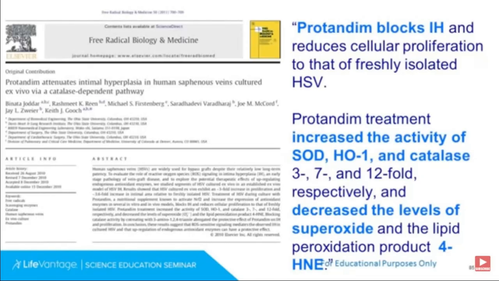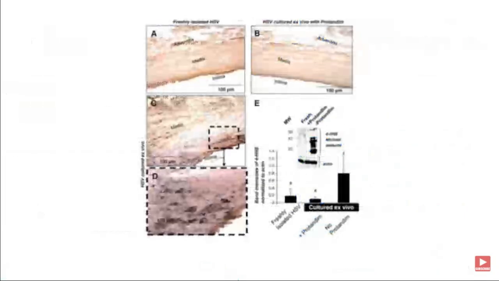Another study that for me as a cardiologist really got my attention was this one that talked about how Protandim can prevent this intimal hyperplasia that leads to buildup of blockage inside vein grafts when they're used for coronary artery bypass graft surgery. So if we look at these pathological slides, this box A is what a freshly removed vein looks like. So this is the inside of the vein, this is the outside of the vein. So the intima is the inner lining, the media is the middle layer, the adventitia is the outside.